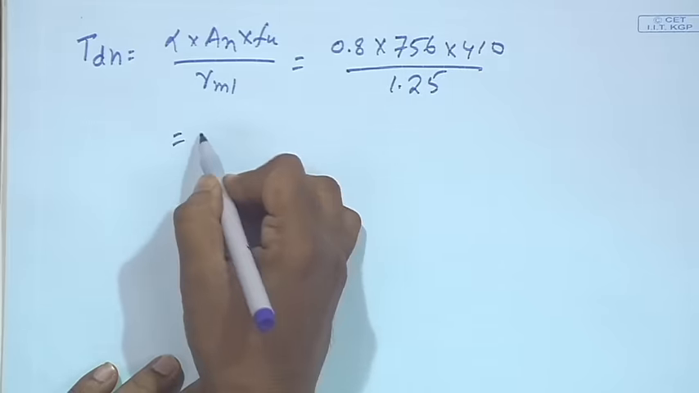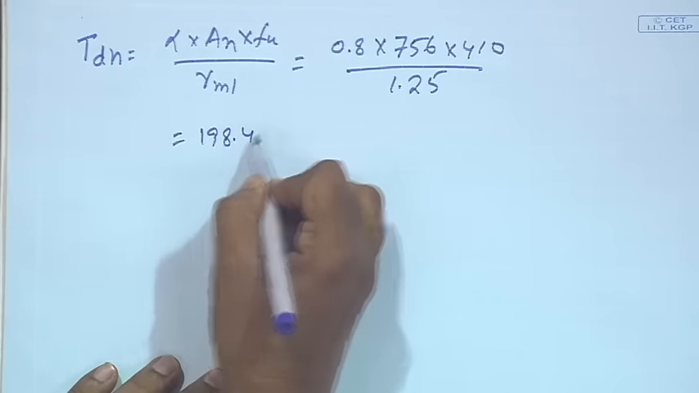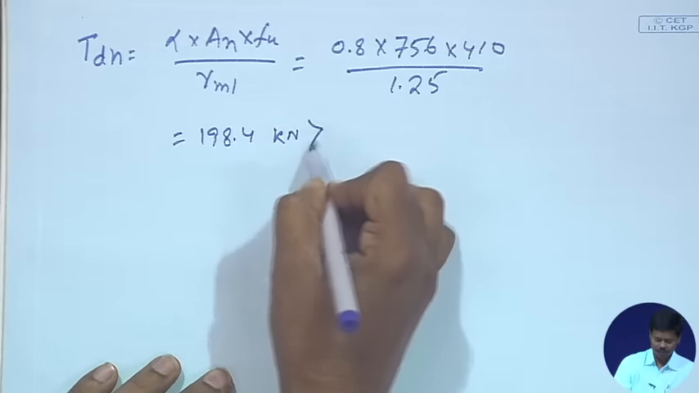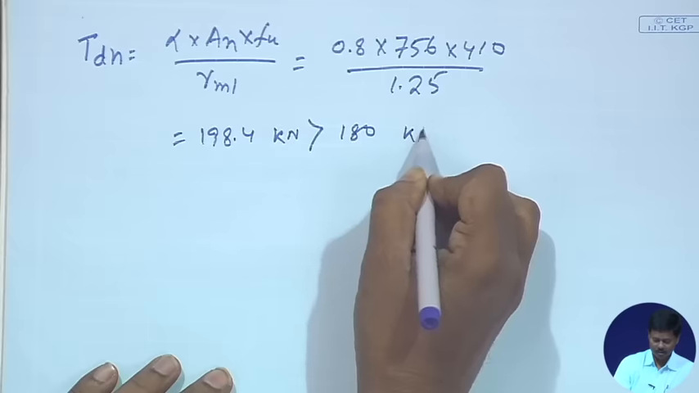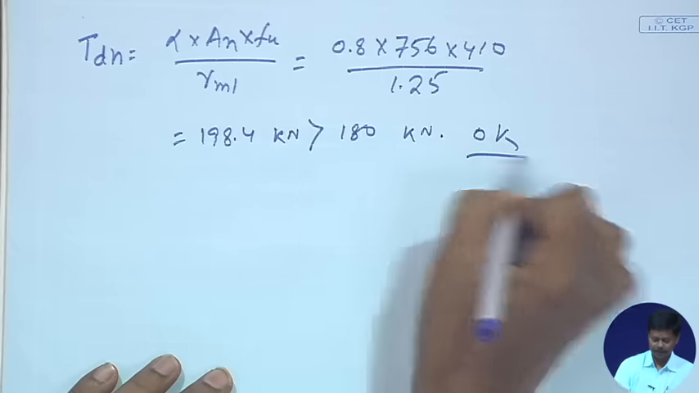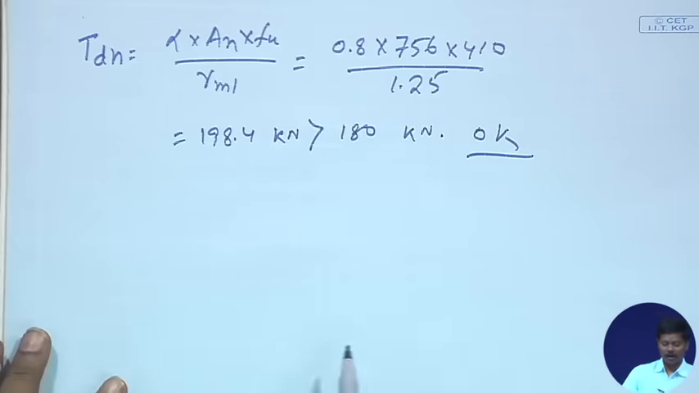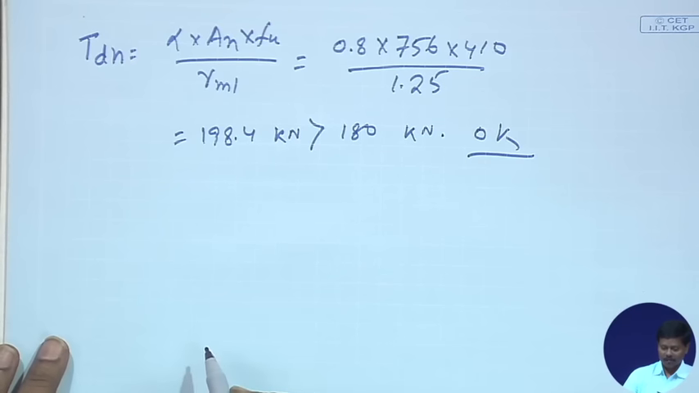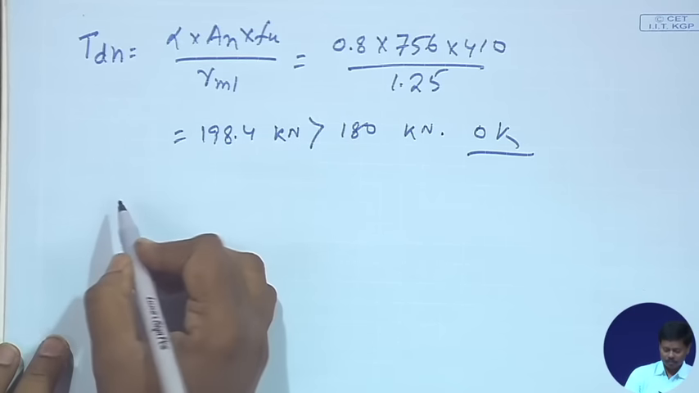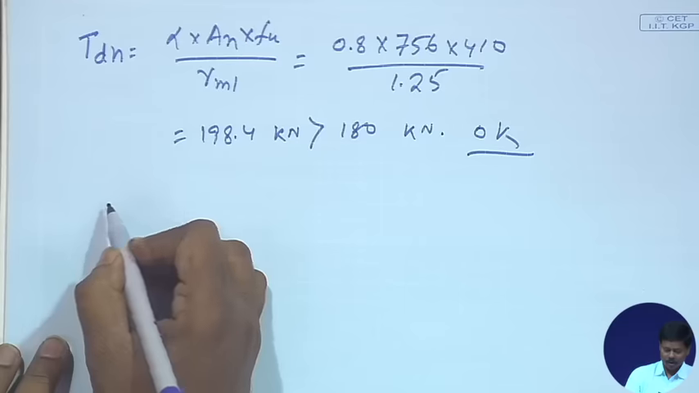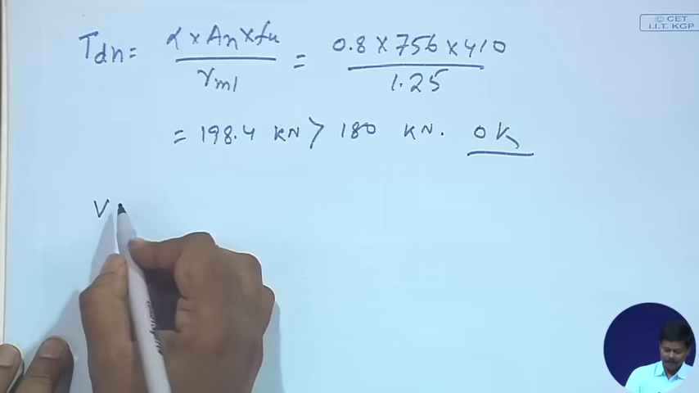So, this is becoming 198.4 kilonewton, which is more than 180 kilonewton. So, it is okay, right. Now, end connections I have to make. So, bolt value I have to find out, VDSB.